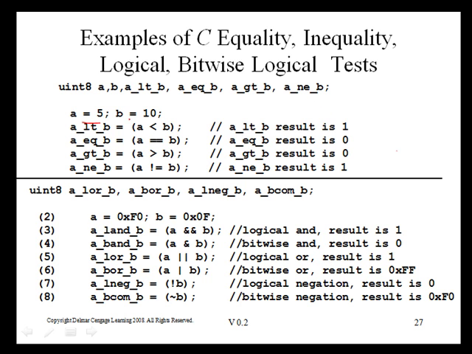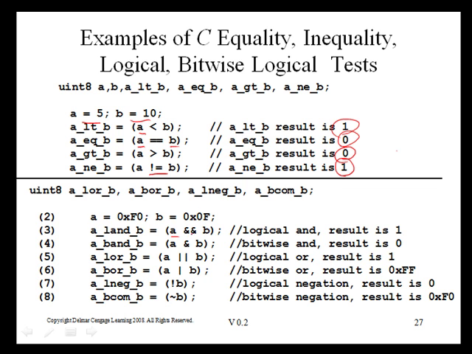Here A is set equal to 5 and B is set equal to 10. The test A less than B is true, so this value right here is going to return a 1. The test A is equal to B is false, since A is not equal to B, so this result is going to be 0. The test A greater than B, A is not greater than B, the test is false, so this result is going to return 0. Finally, A not equal to B is a true statement, so this is going to return a 1.